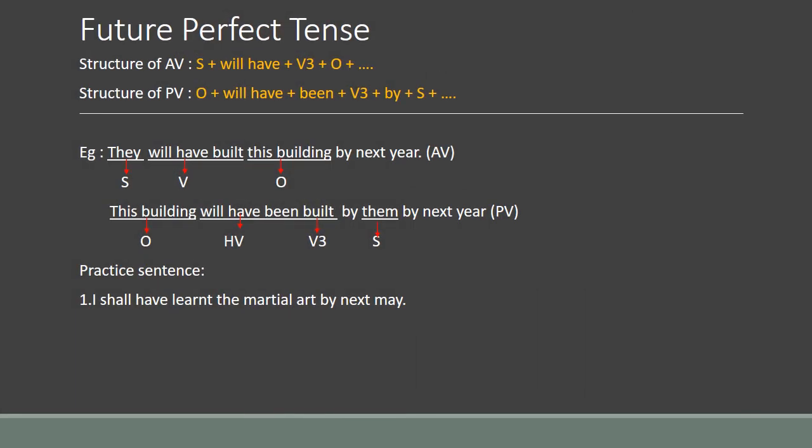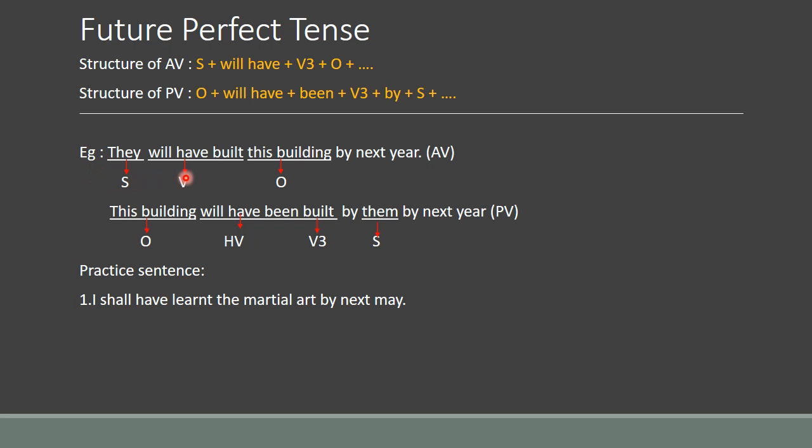So this is the last tense. Future perfect tense. Structure of active voice will be subject plus will have. Will have. Future நாலே உங்களுக்கு willங்கிற verb use ஆயிருக்கும்னு தெரியும். So will have plus V3 form of verb plus object. And then structure of passive voice: object plus will have plus been. So this is also perfect tense. So that you have to go with been again. Okay. So will have plus been plus V3 plus by plus subject.